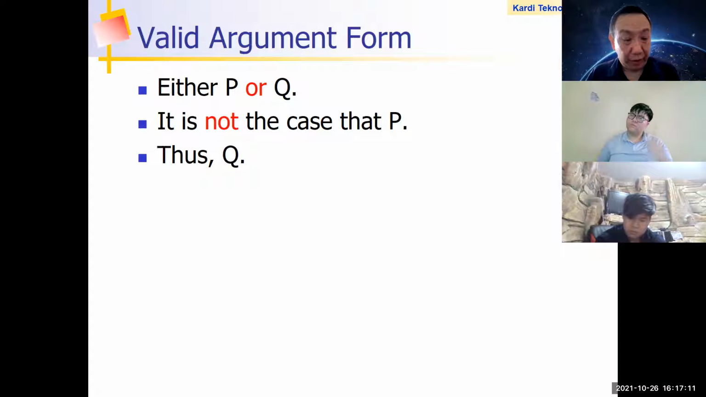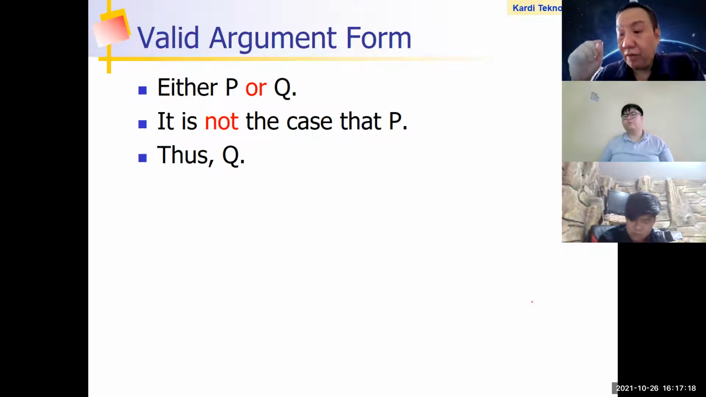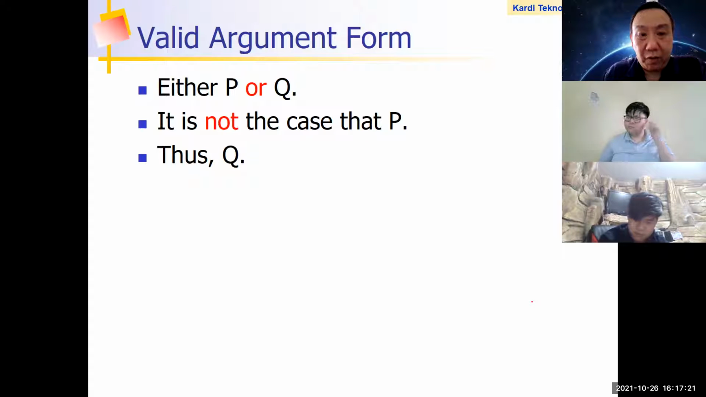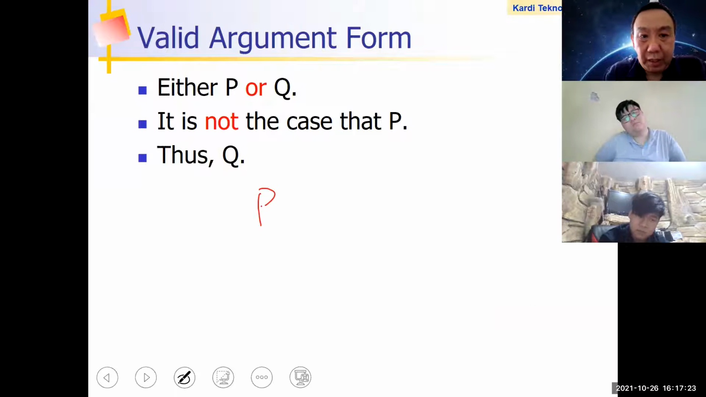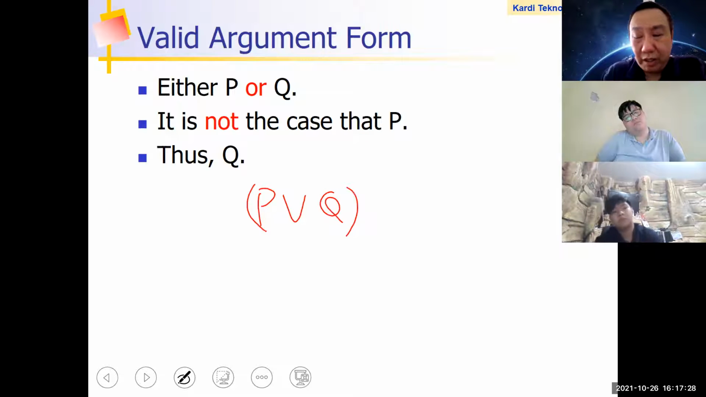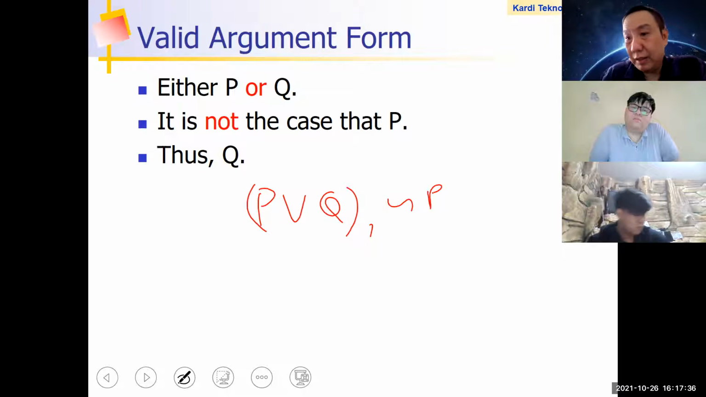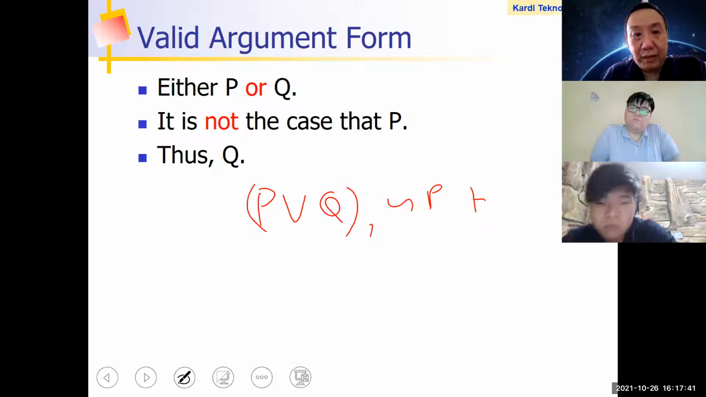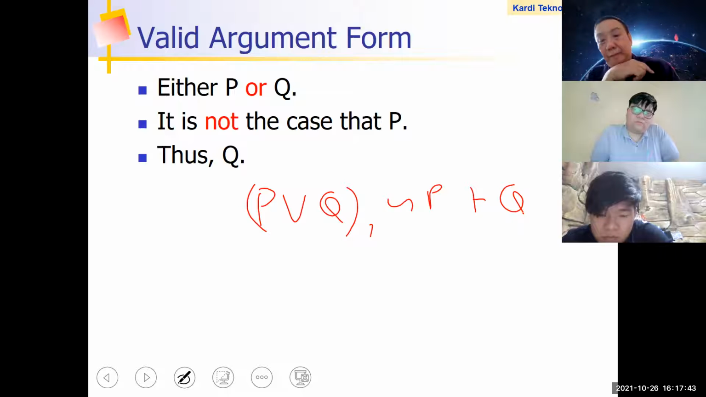This kind of argument, okay, so you need to write it down in the form. So how will you put it in the form? You will write it this way. P or Q in WFF, okay, comma, not P, right? And then thus, so we will put thus Q. You will write it that way.